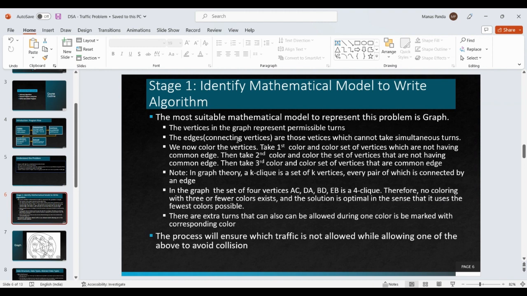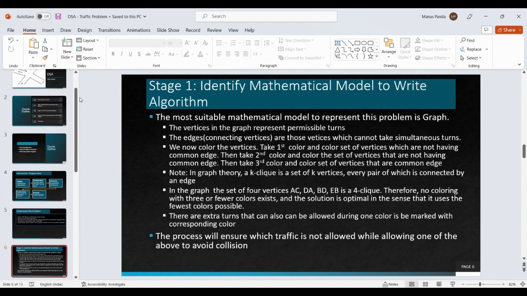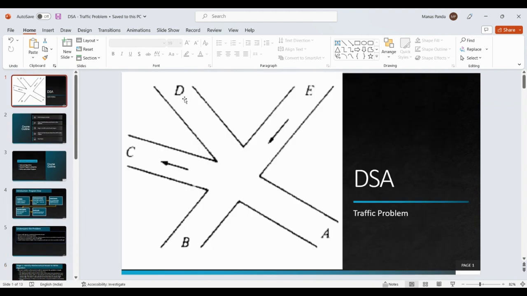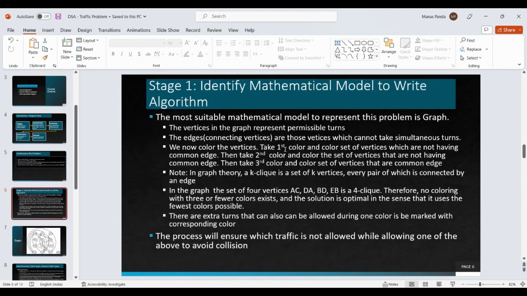So vertices in the graph represent permissible turns. Those are the turns allowed. If you look at the turns here, A to D is allowed, C to something is not allowed, so that is not permissible at all. But E to C is allowed. Similarly, A to E is not allowed, but E to A is allowed. So E to A and B to A, those are the allowed or permissible turns, and they are there as vertices.